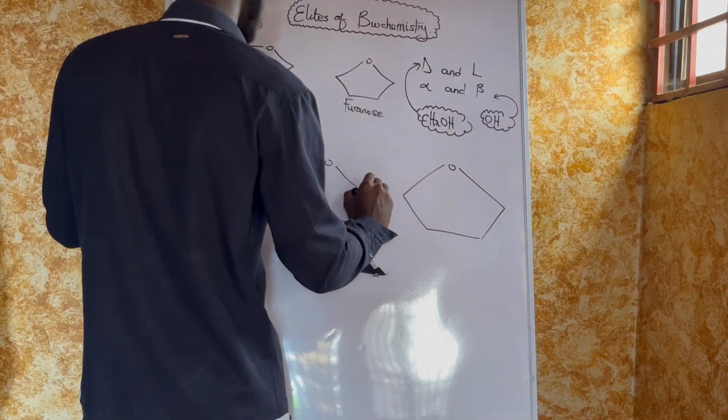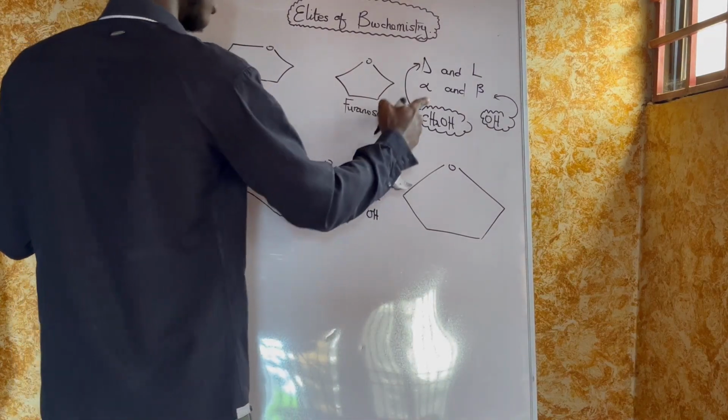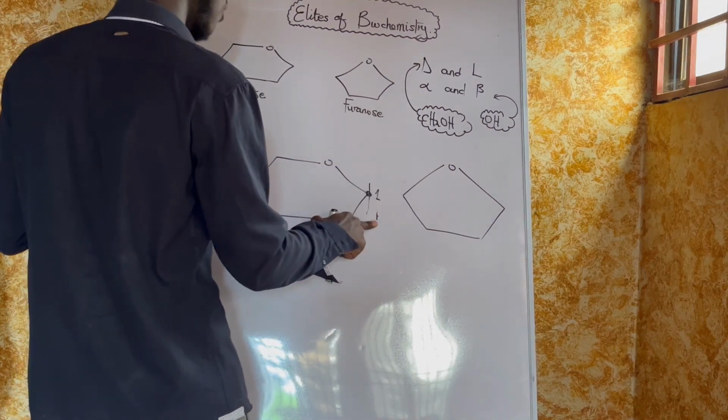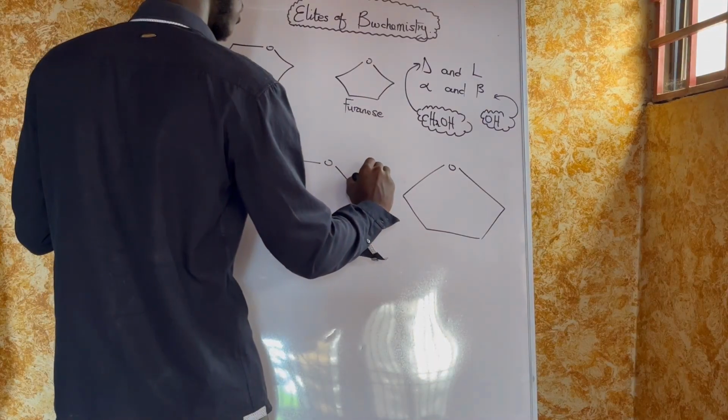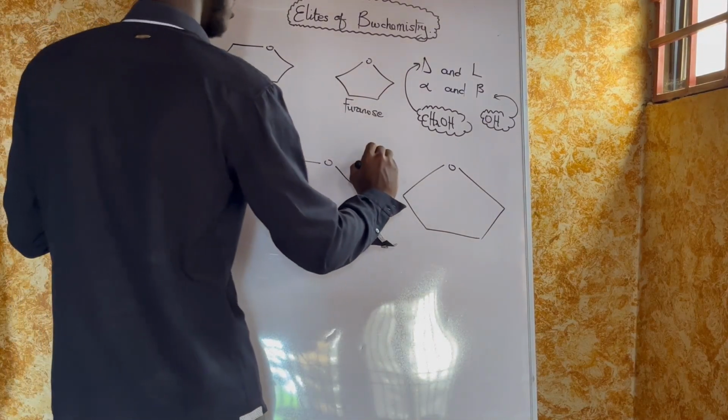So if you have your OH here, which is down, then we call this one alpha. But if we have our OH at the top, then we call this one beta. So this one is a beta configuration.